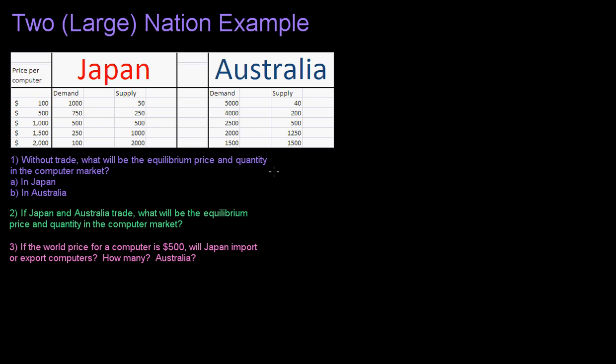Okay, so this is intended to be an example for you guys to work through without my help, and then I'm going to work through it afterwards so you can check and make sure that you've got the two large nation model under just perfectly under wraps.